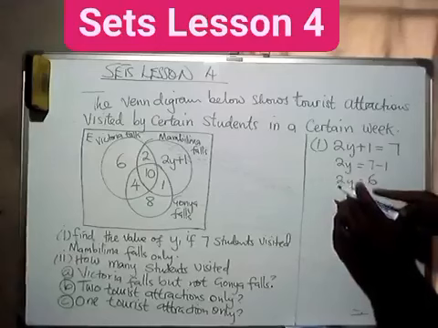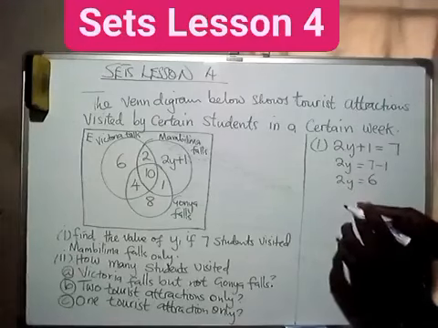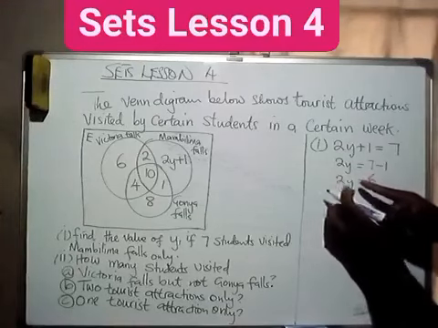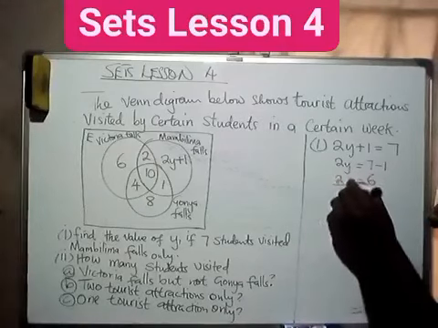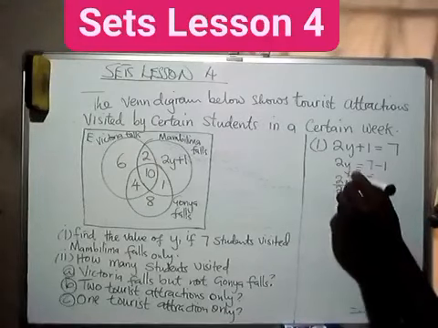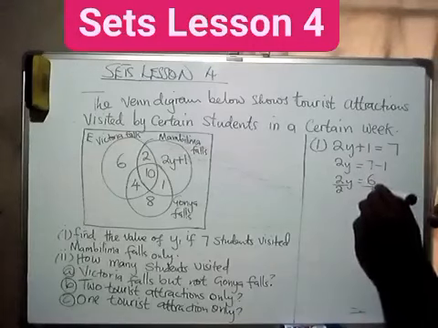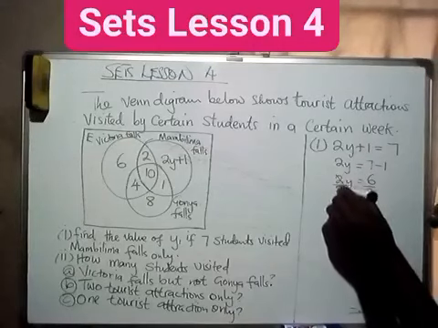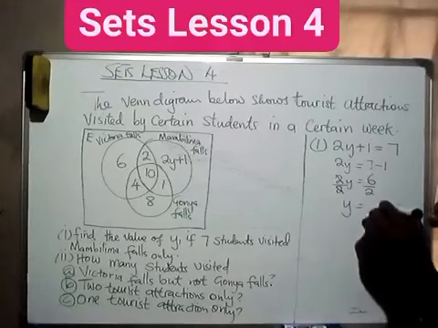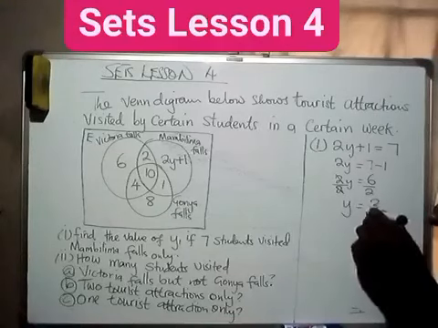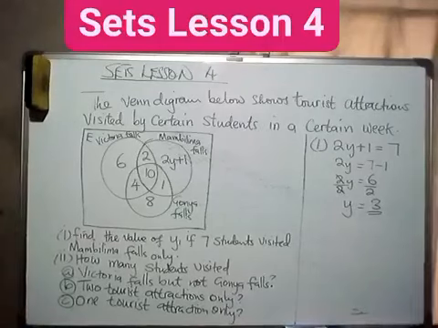Then when you are finding the value of an unknown variable, and we have a number or a coefficient in front of that variable, we always divide both sides by that coefficient. Then 2 into 2 is 1, so the remaining is 1y is equal to 3. So the value of y is 3.